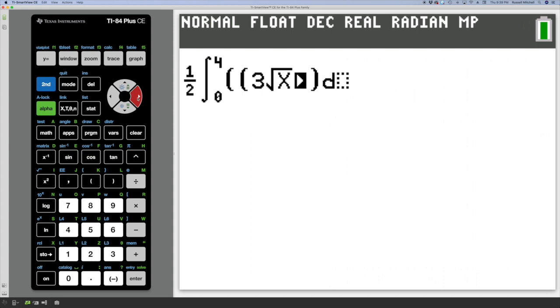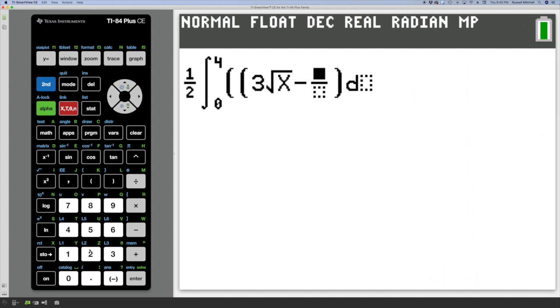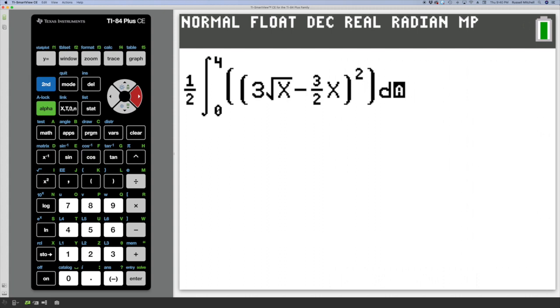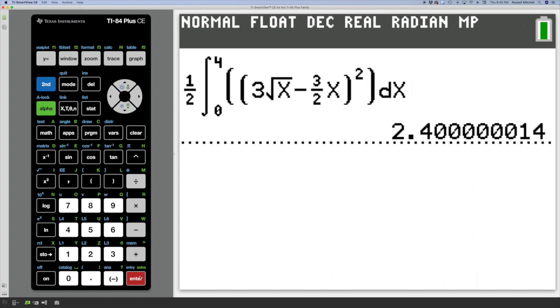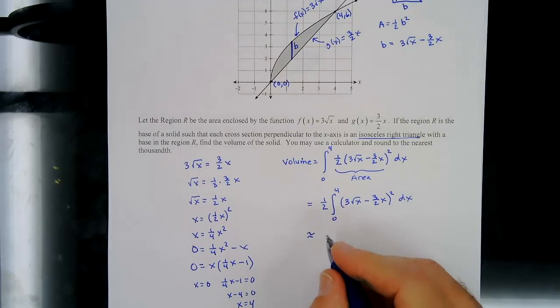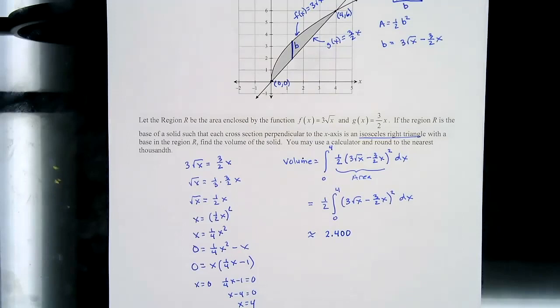And then get out of that, and then minus. And then I'm going to do a fraction bar again. And this one's 3/2, and then x. And then close the parenthesis for that. And then we need to square that, and then dx. And rounding to 3 decimal places is 2.400. So we'll go back and record that. So this would be 2.400. Okay. All right. That's it. Let's go to the next problem.